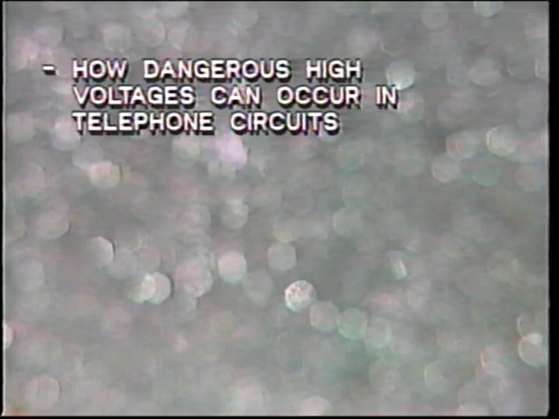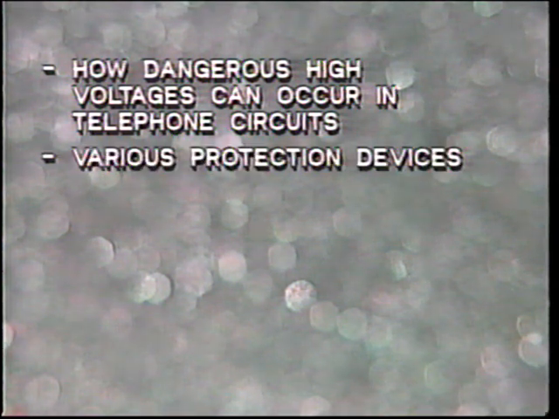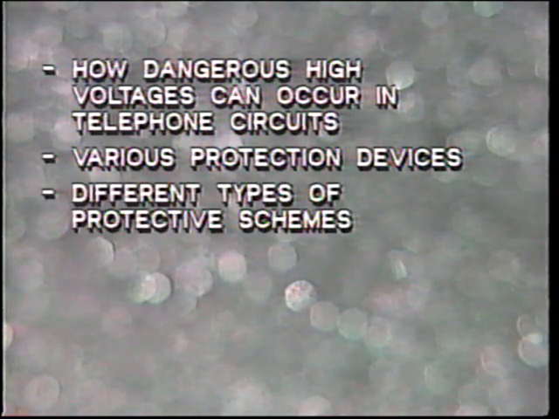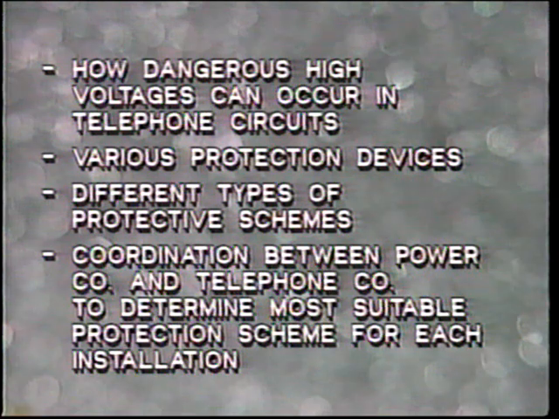In this tape and the succeeding videotape, we should be looking at A, how dangerous high voltages can occur in telephone circuits, B, the various protection devices that can be installed, C, different types of protective schemes, and D, coordination between the power company and telephone company in order to determine the most suitable protection scheme for each installation.